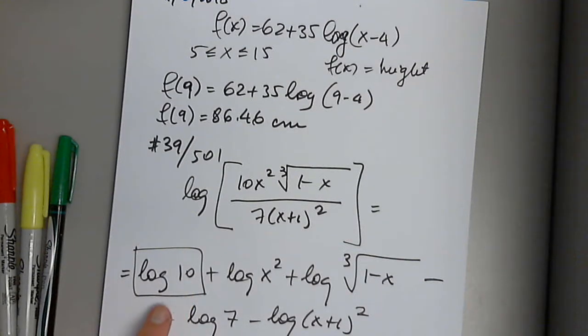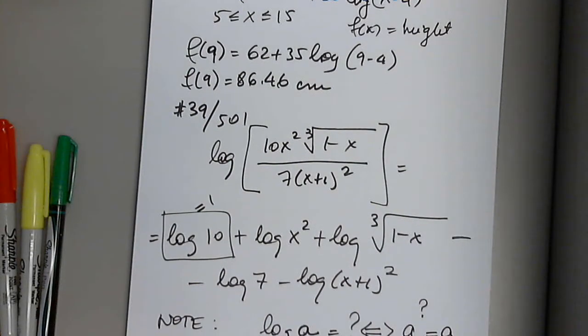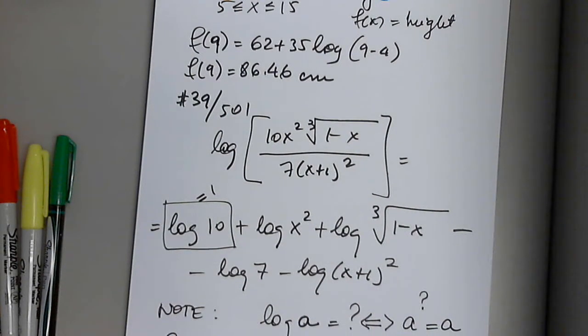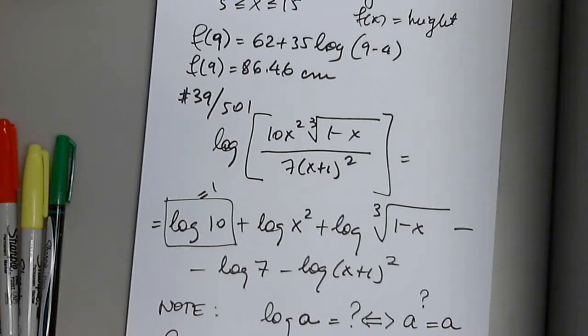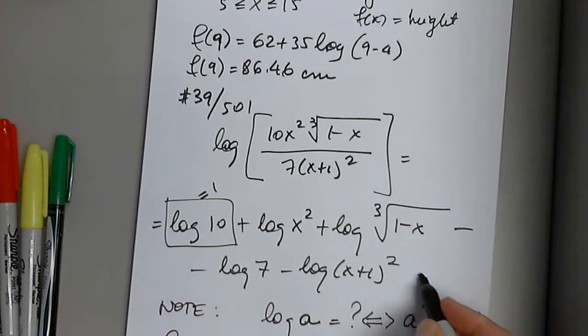So that's why this is 1. What is the base? I don't see the base. By convention, it's 10. What about natural log e? How much will this be? 1. Because the base of ln is e. We don't write it, but it's base e. So log in any base of the number that represents the base is always 1. Very good. So now let's continue.